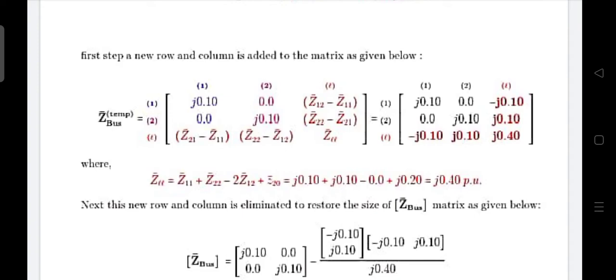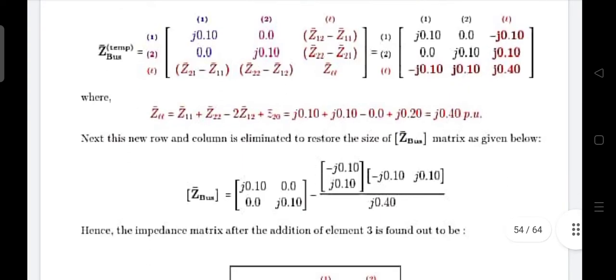to Z11 plus Z22 minus 2 of Z12 plus our new impedance of the line. Okay, but here as it will give us the order of 3 cross 3, but we are not adding any new buses, we adding the impedance between existing buses, so we have to make the order of 2 cross 2.